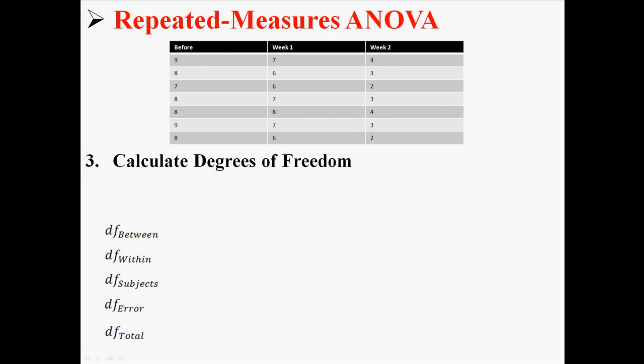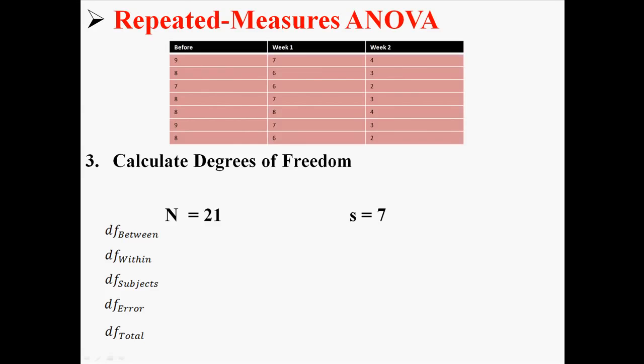Next, calculating the degrees of freedom. Well, there are 5 degrees of freedom we can really calculate here. We can find for between, within, subjects, error, and total. Now, first of all, there are 2 things you need to know, capital N and S. S refers to the number of subjects within each level. So we have 7 subjects in before, we have 7 in week 1, we have 7 in week 2. So S is 7. N refers to the total number of measurements you've taken. We've measured these 7 people 3 times, so we have 21 total measurements.